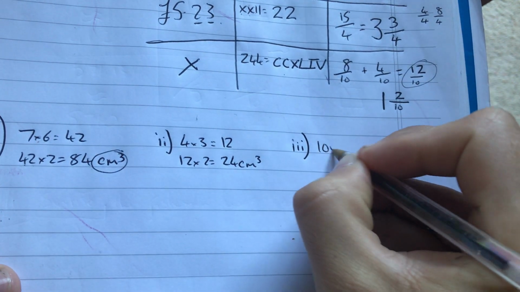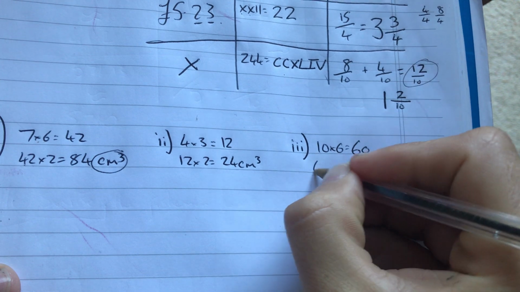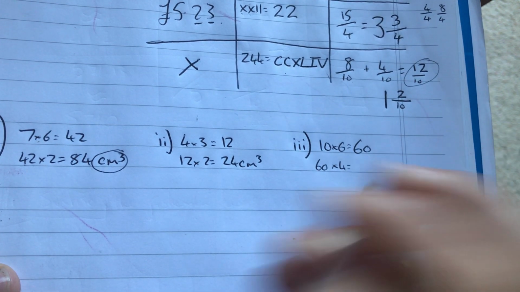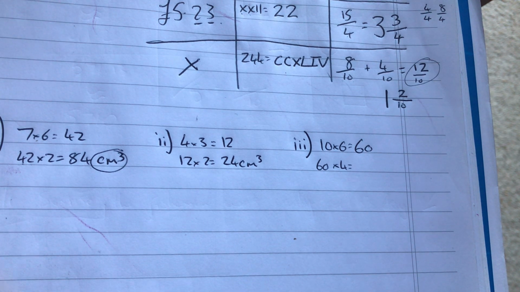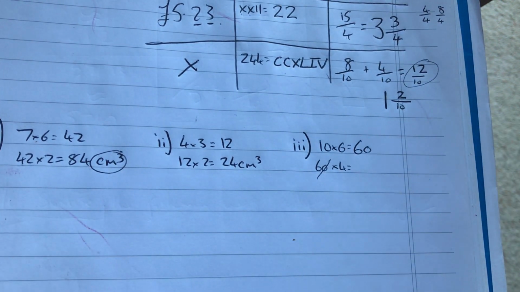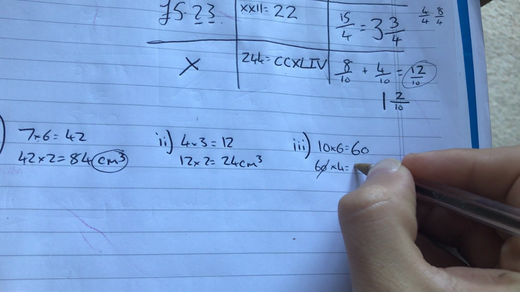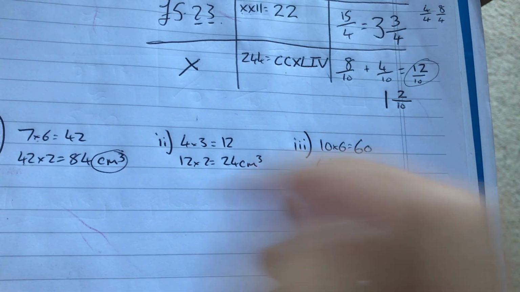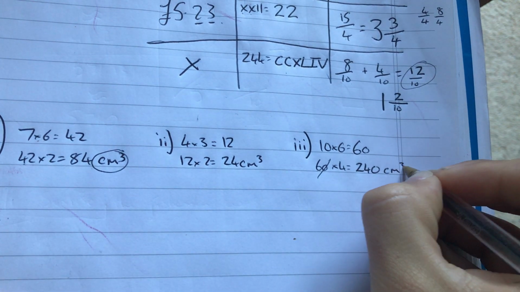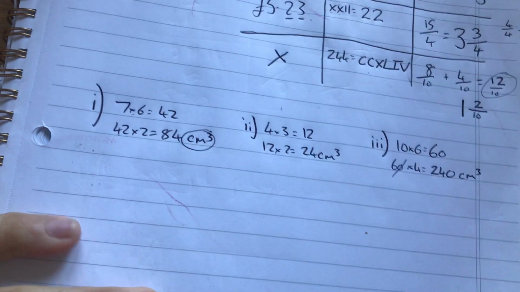Let's go 10 times 6, which is 60. And then 60 times 4. Now, some of you might want to put it into a column, but you don't need to. Take the 4 off. Take the 0 off. You've got 6 times 4, which is 24. Bung the 0 back on. Boom. You've got yourself 240 centimetres squared. Next one.